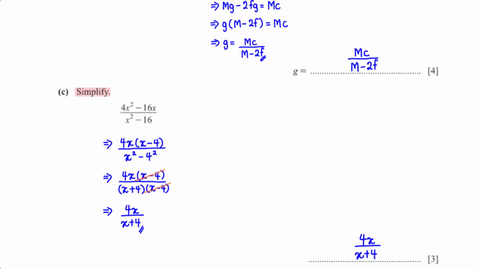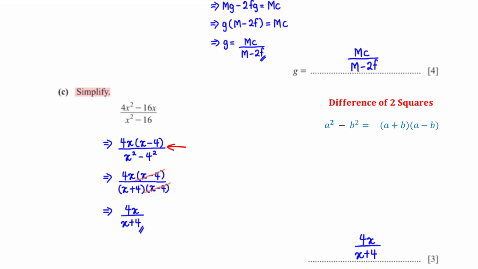Simplify. 4x squared minus 16x over x squared minus 16. For the numerator, when we factor out 4x, we are left with x minus 4. We can rewrite the denominator as a difference of two squares. So we have x squared minus 4 squared.